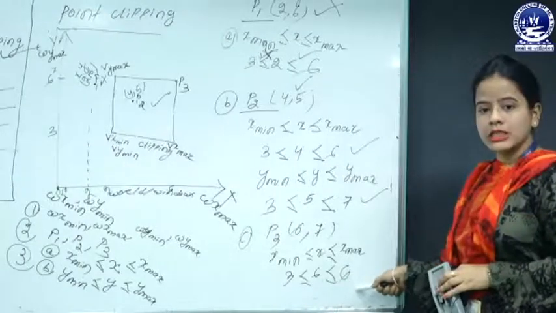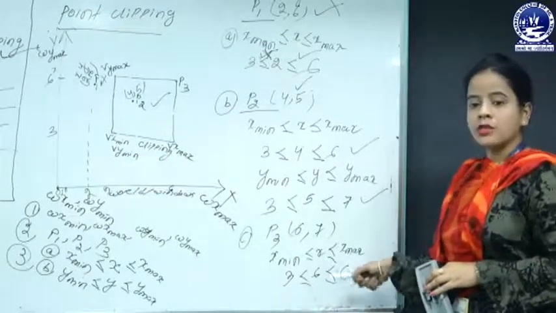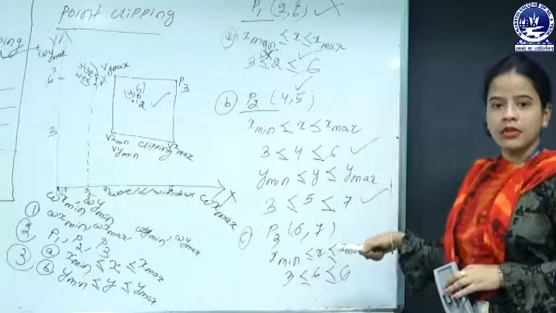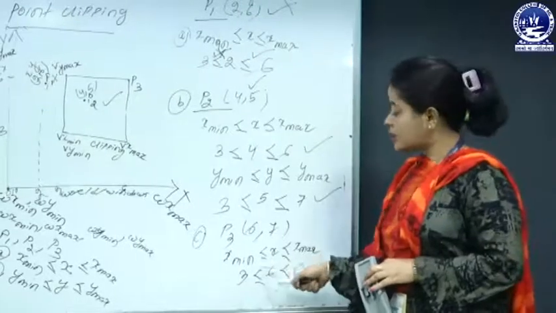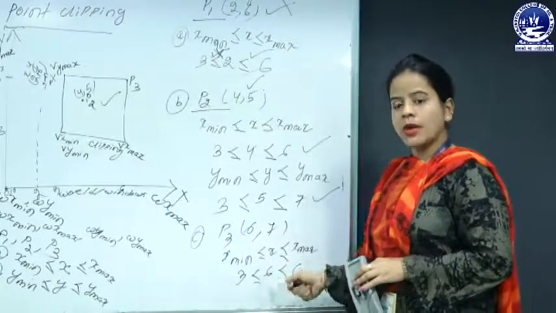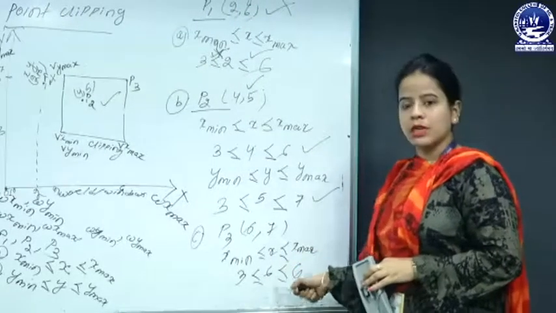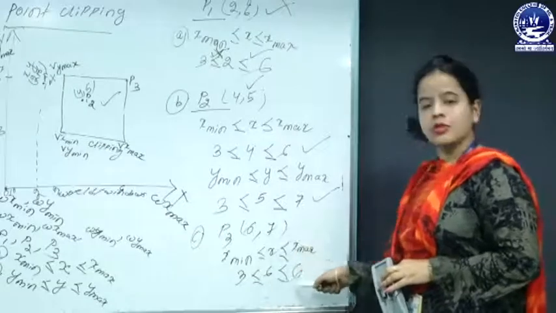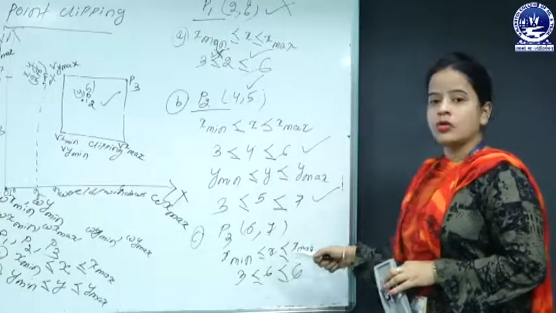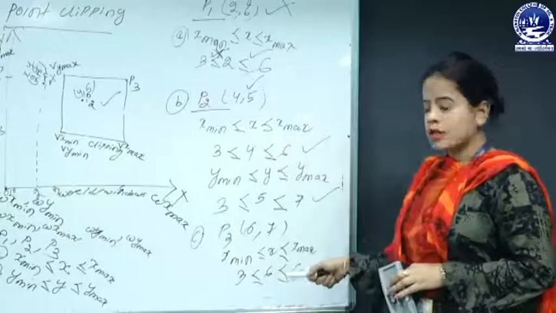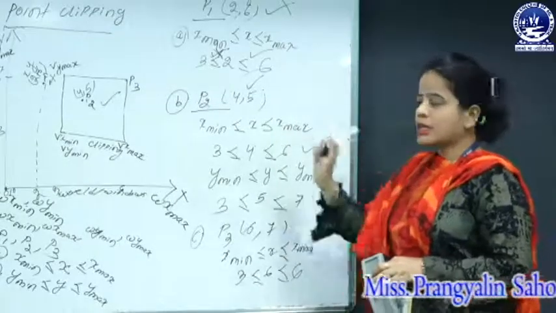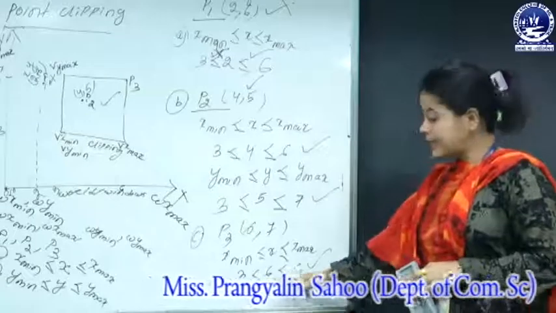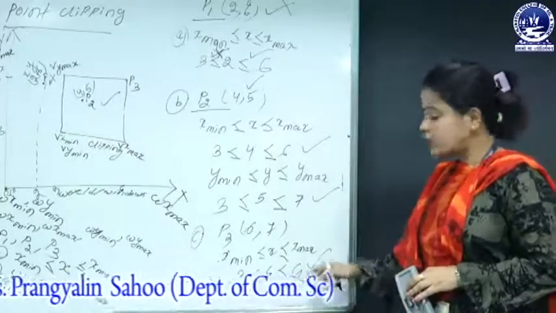That means in this case the condition is evaluated using an OR operation. Either the less than condition is satisfied, or the equal condition is satisfied. If any one of the conditions is satisfied, then you can see that the given point is present within the given clipping window. That means the given constraints are satisfied.